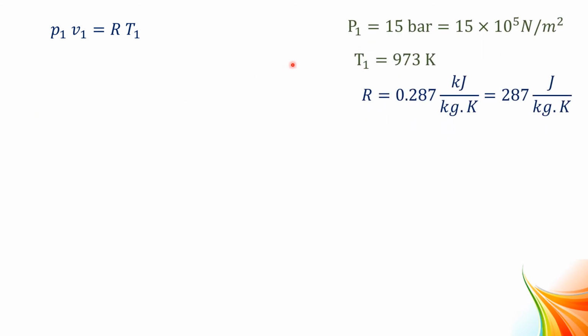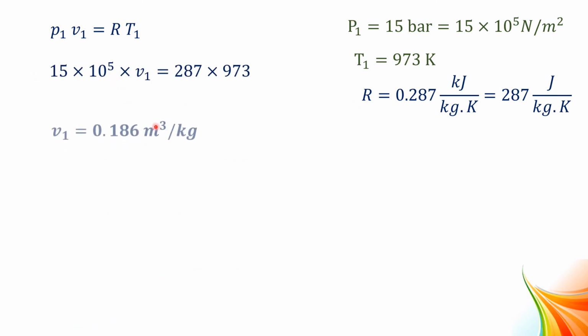So we know from the ideal gas equation P1 V1 equals R T1. So we know the values of P1, T1 and R. Now substituting these values in this equation, we get V1 equal to 0.186 meter cube per kilogram.